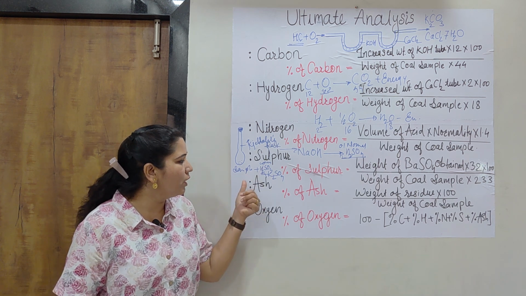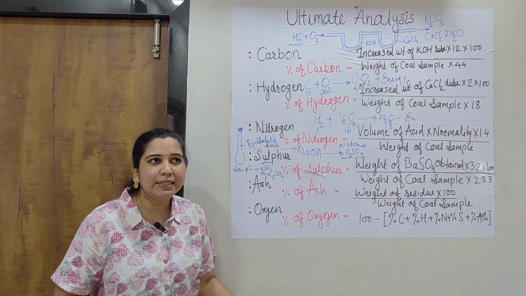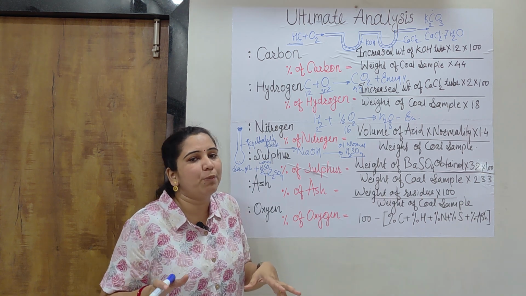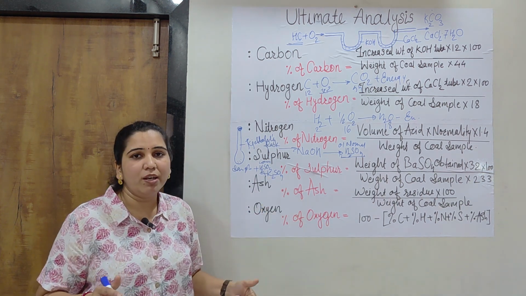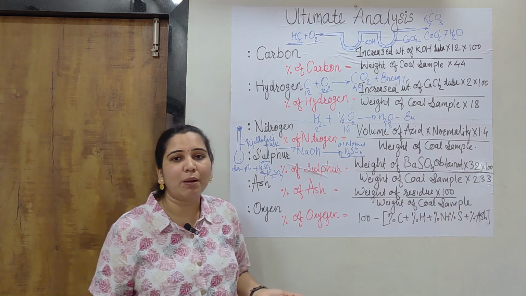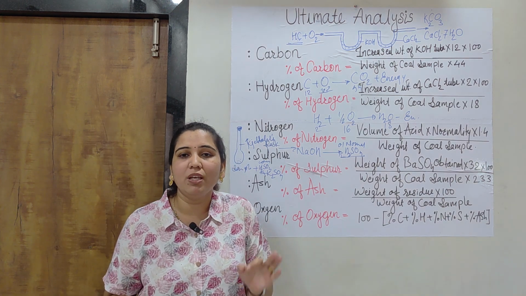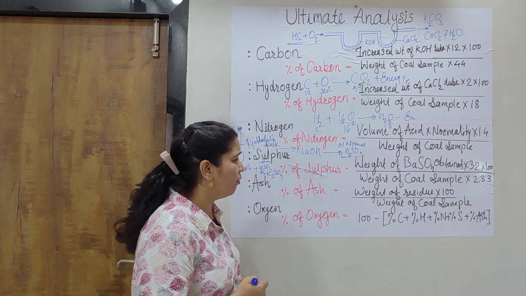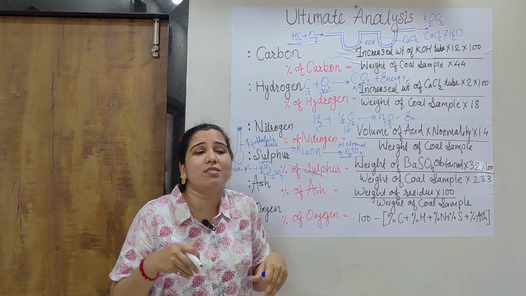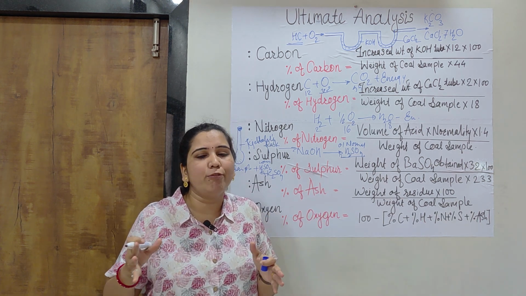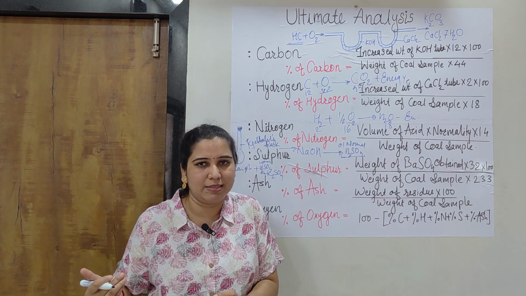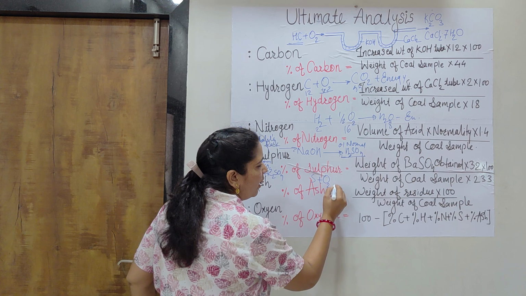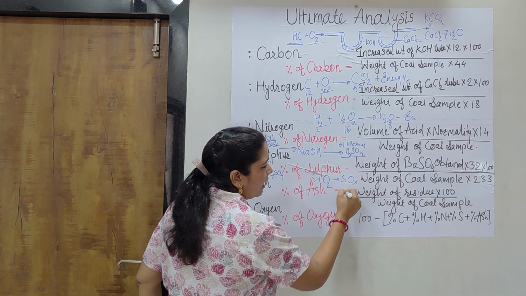Okay, now moving on to the percentage of sulfur. As I already said, every time we will require a different sample. So for sulfur, another properly weighed sample of the coal is taken. Take the coal sample and just burn it. Whenever sulfur is burned, it forms its oxides, this is a known thing. So when sulfur is treated with oxygen, it forms oxides of sulfur, SOx.